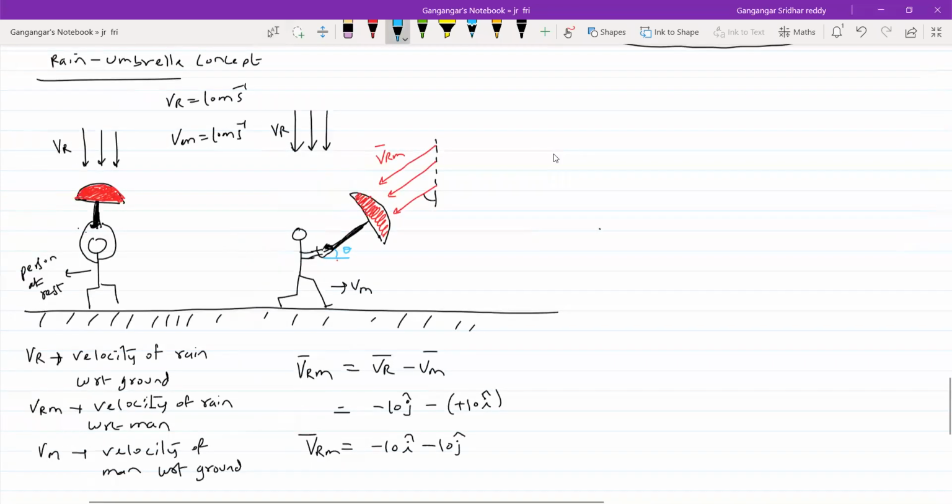Okay, no. So let's check the mathematics. What is the mathematics here? The vector diagram will take it, so it'll be easy for you. So what is that vector diagram? How is the velocity of rain? Velocity of rain like this. Velocity of man.